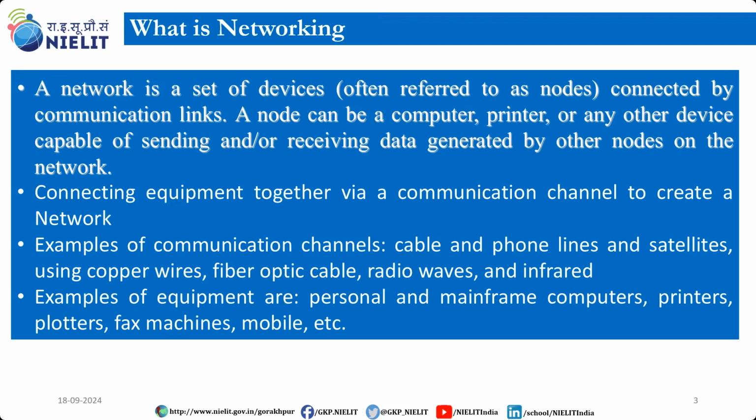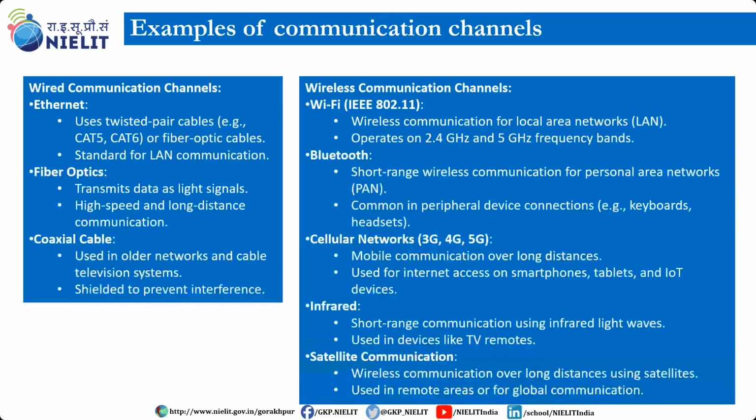So there is a variety of communication channels, and with the help of these communication channels, we can interconnect node devices in the network. So this will form a computer network. And this equipment or node can be a personal computer, a mainframe computer, a network printer, a plotter, a fax machine, or a mobile device.